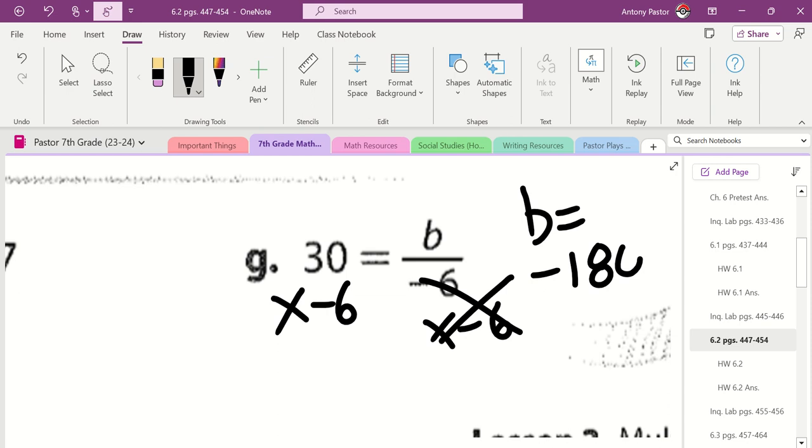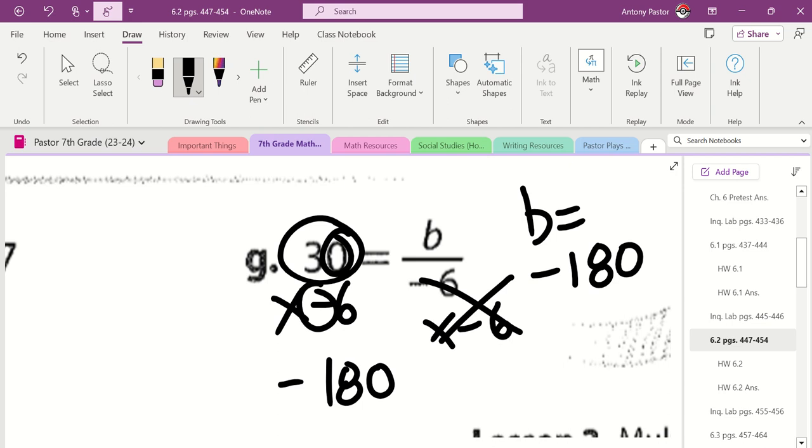-180. Again, when you multiply a number like 30 by 6, you can literally just annex a 0. What's 6 times 3, everybody? 18. Annex the 0, putting it to the end, and add the negative, so it's negative 180. And that's it.